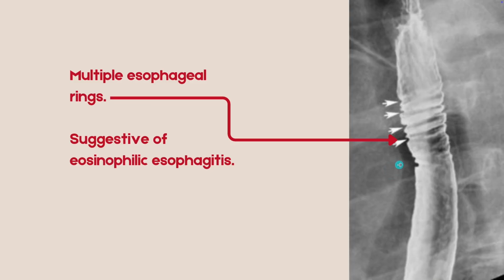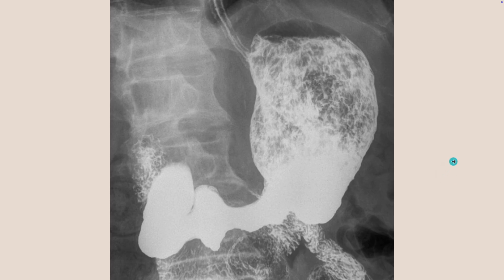So this is something that is seen in eosinophilic esophagitis. You'll see these multiple rings that form. Eosinophilic esophagitis is a fairly well recognized condition, and it's something that MRCP has started asking questions about. So you should know about it.